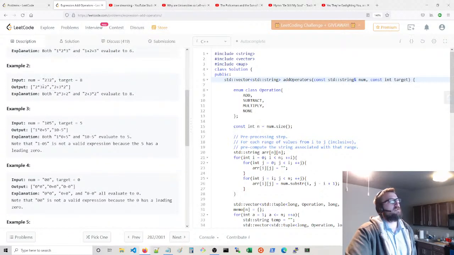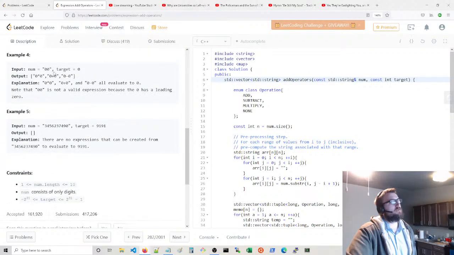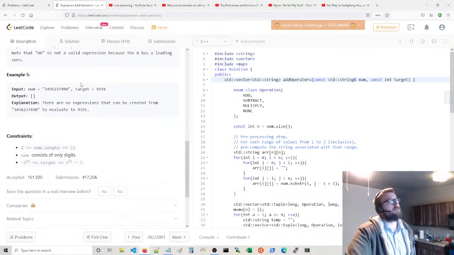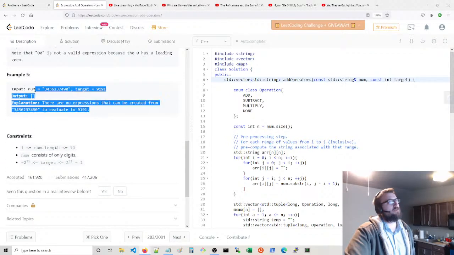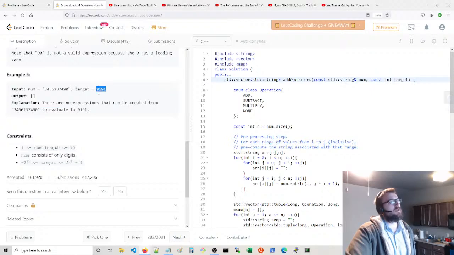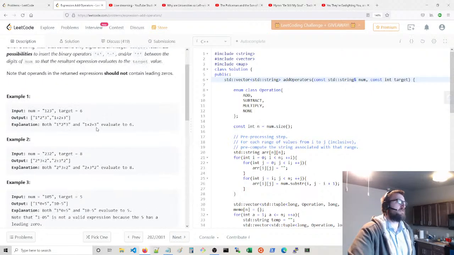"232" and 8: 2 times 3 is 6 plus 2 is 8, and 2 plus 3 times 2 is 8. Both of these evaluate to 8, and so on. "00": you can't have "00" anywhere as an operand. You have 0 times 0, 0 plus 0, 0 minus 0. But "00" itself has leading zeros, so that doesn't work. And then here you have no way of getting 91 from this sequence.